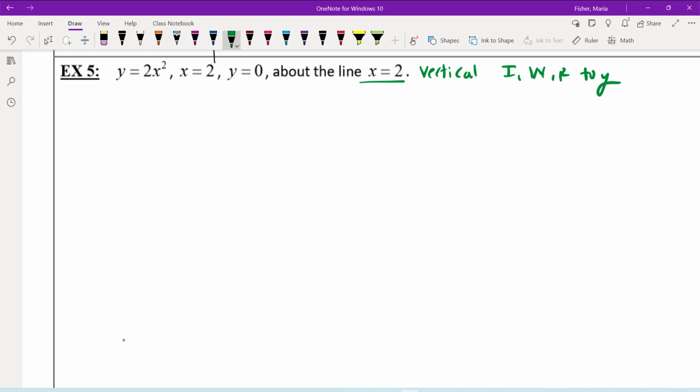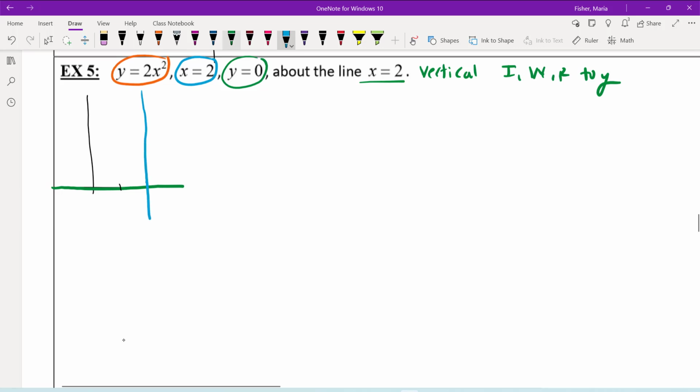Since this is vertical, I know that I need to integrate with respect to y. So let's go ahead and graph all the given here. I know that I have y equals 2x squared. I know that I have x equal 2. And I know that I have y equals 0. Well, y equals 0 is the easy one. That's just the x-axis. x equal 2 is just going to be a vertical line at 2. And then the other one over here, y equals 2x squared, well, that's just a parabola that opens up.